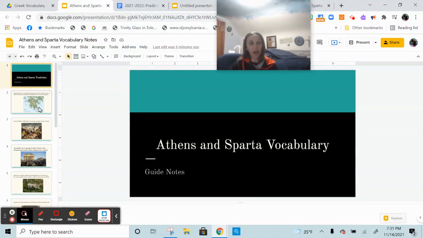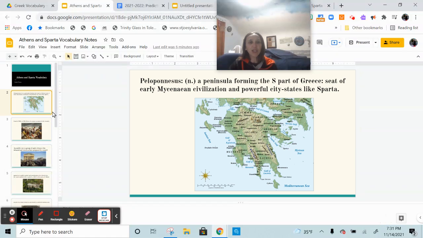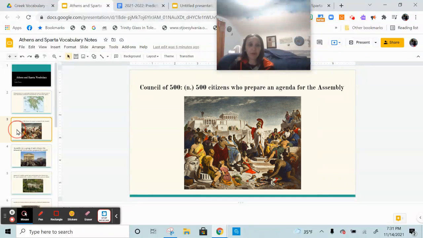Athens and Sparta vocabulary. Our first word is Peloponnesus, and it's a noun, so it's a place or a thing or a person, but this is a place, a peninsula forming the S part of Greece, seat of early Mycenaean civilization, and powerful city-states like Sparta. And if you remember, Sparta's down in here, okay? So that's the first vocabulary word.